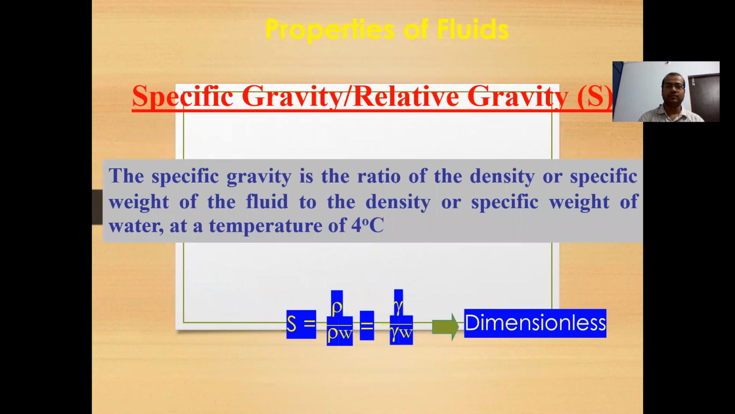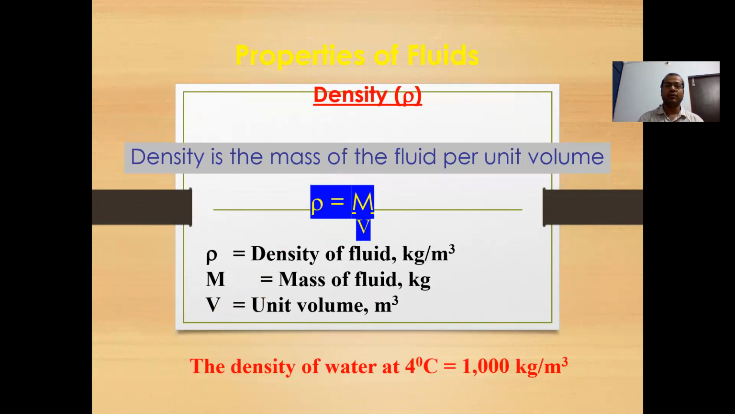Before that, one more important property we will see, that is density. Density is the ratio of mass by volume. Similar to weight density, which is the ratio of weight by volume, here density is the ratio of mass by volume.